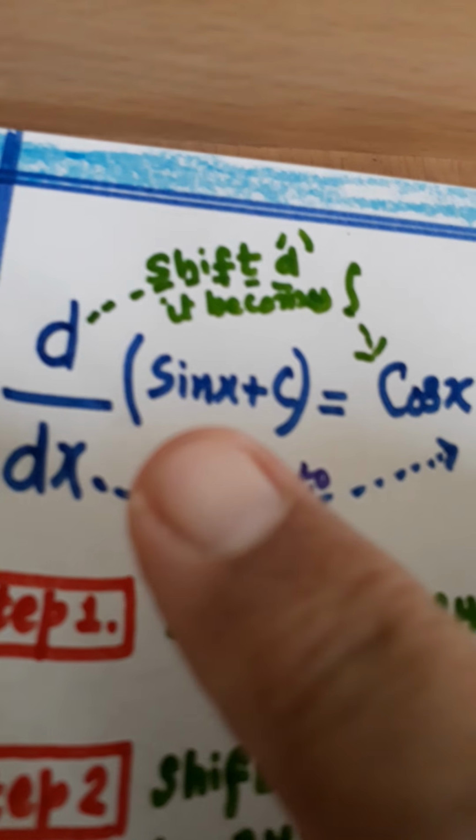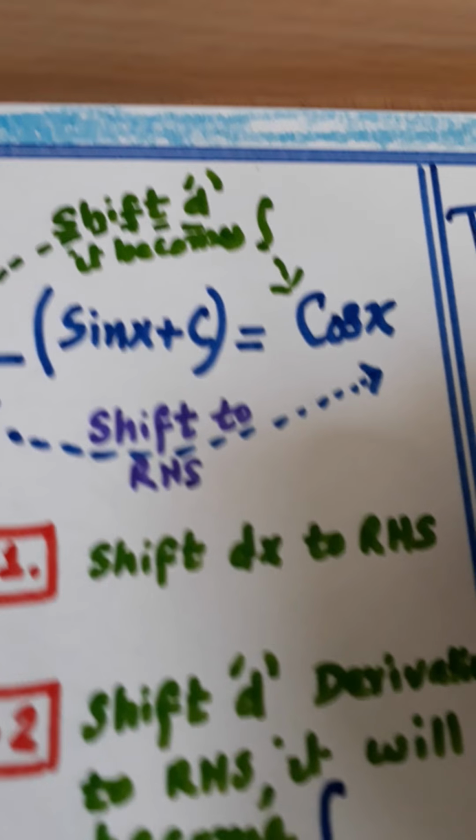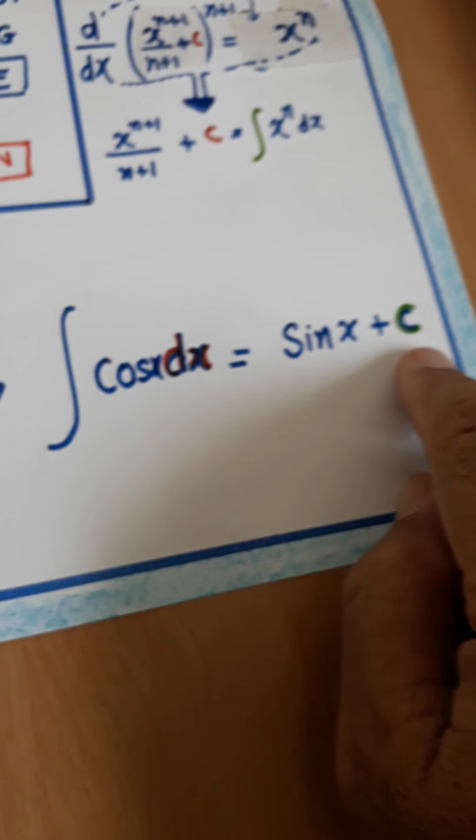और d उधर, डेरिवेटिव का उल्टा क्या होता है? इंटीग्रेशन. डेरिवेटिव उधर जाएगा तो उल्टा हो जाएगा, उल्टा हो जाएगा तो इंटीग्रेशन बन जाएगा. तो it will become integration of cos x dx is equal to sin x plus c.